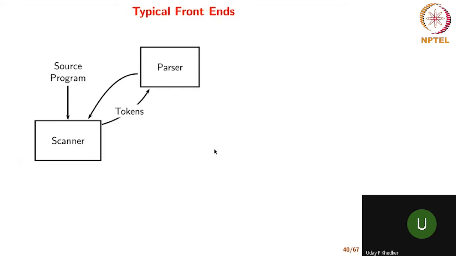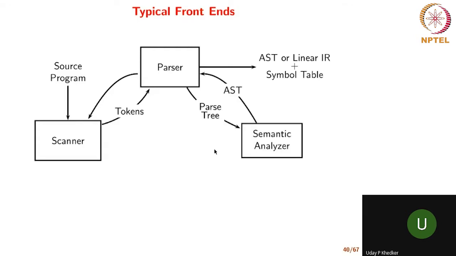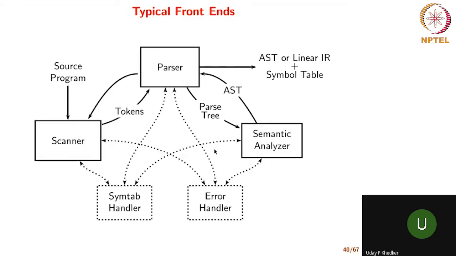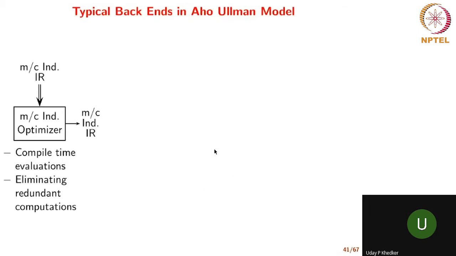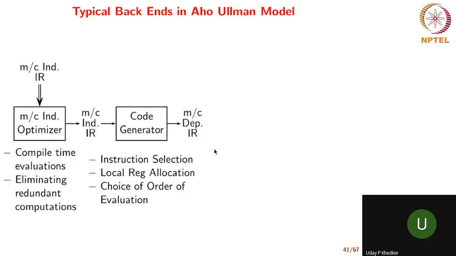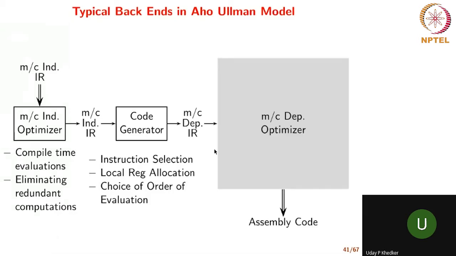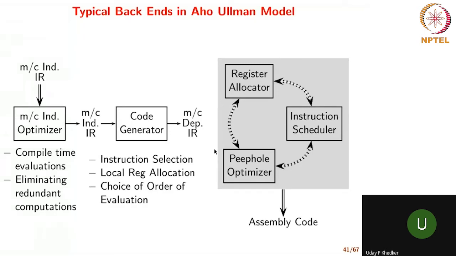And typical front ends have a parser and a scanner. The parser calls the scanner for every token, and it calls a semantic analyzer and generates an abstract syntax tree and symbol table, and it has various other submodules. Typical backends look like this. There is a machine independent optimizer which will do various things, and there is a code generator, and you studied all this in the preceding lecture, so I'll not spend much time on it. And there is a machine dependent optimizer which will do global register allocation, instruction scheduling, and peephole optimization in a loop until the wisdom of the compiler writer.